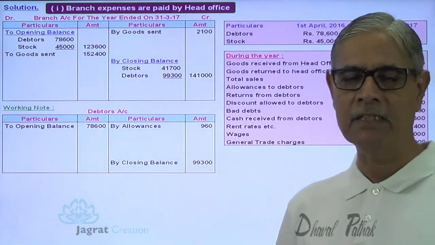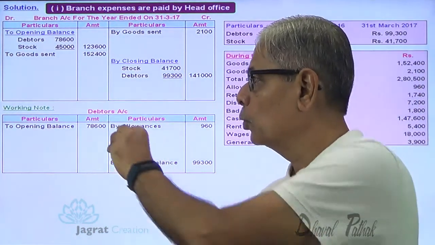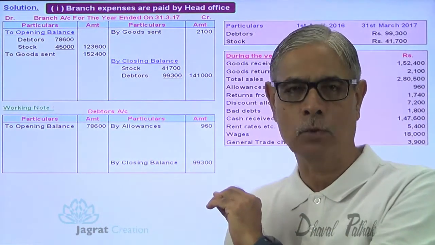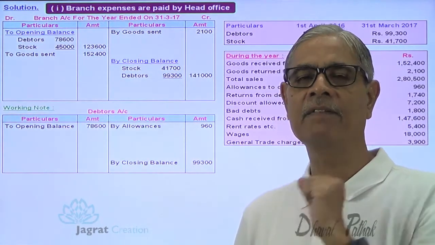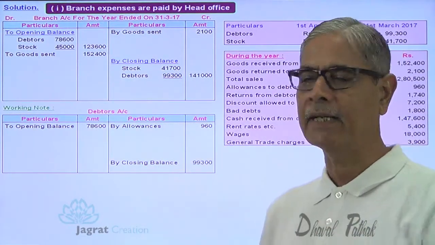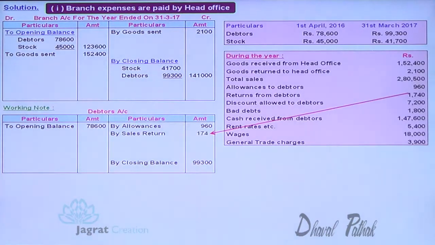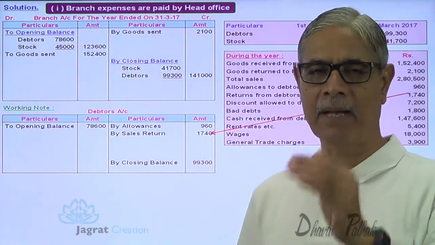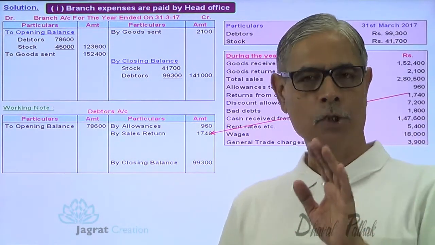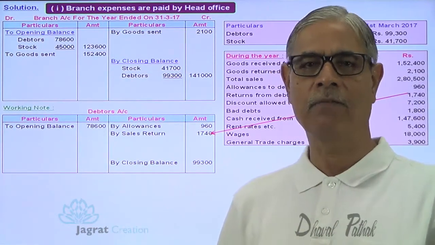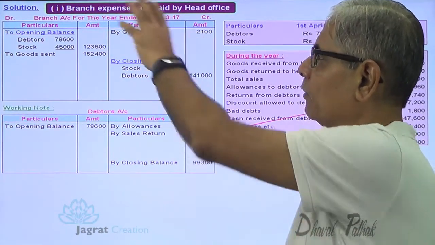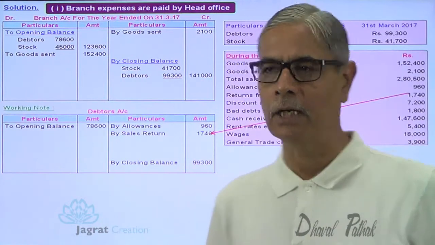Return from debtors, sales return. When the goods are sold to debtors, debtors account is debited for credit sale. When there is a sales return, the entry is reversed, and here the debtors account is to be credited for sales return. This is also a transaction between branch and the customer. It is not a transaction between branch and head office. So this transaction also will not be recorded in this branch account.